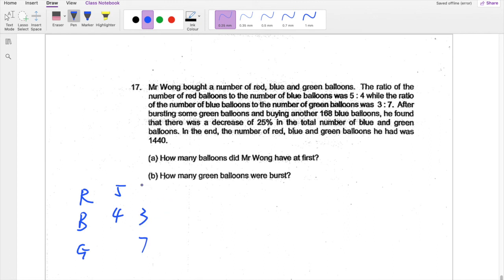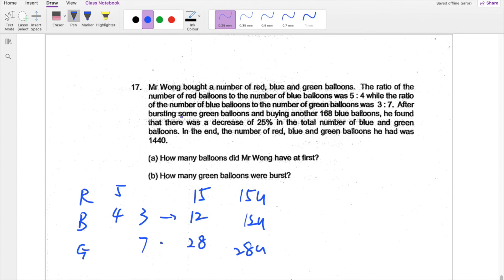Well, we need to have a uniform ratio, right? Want to see the ratio of these three. So we make this one to 12. Then this one is times 3, right? 15. But for this one, 3 to 7, which is times 4, then it becomes 28. Right? So we can say red is 15U, blue balloon is 12U, and this one is 28U.